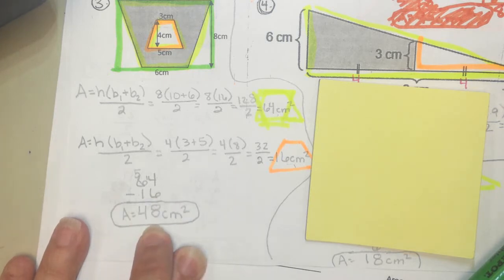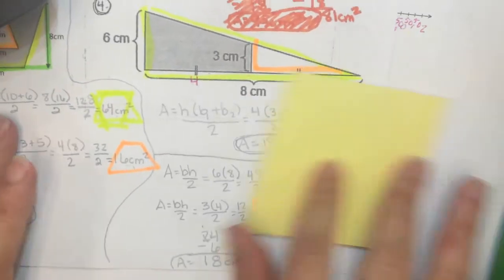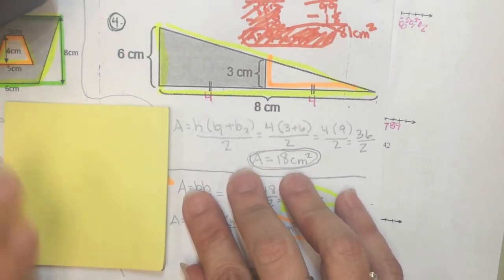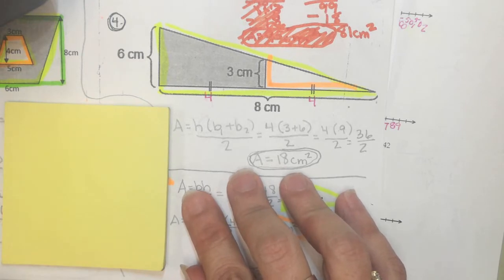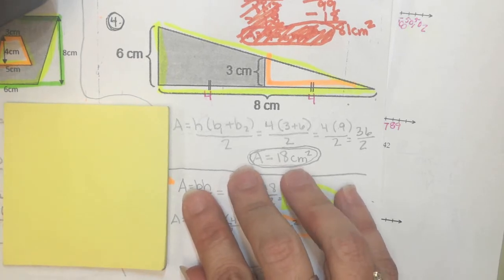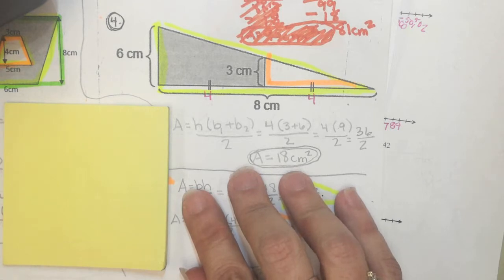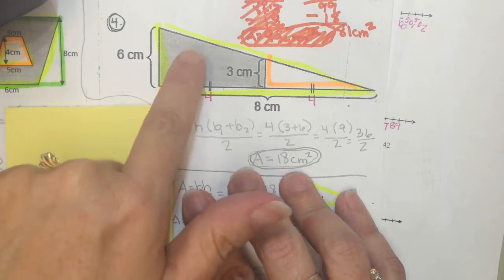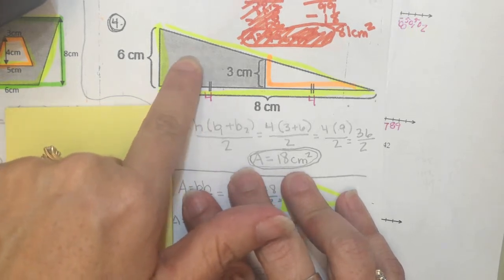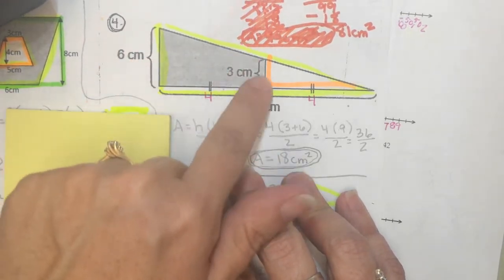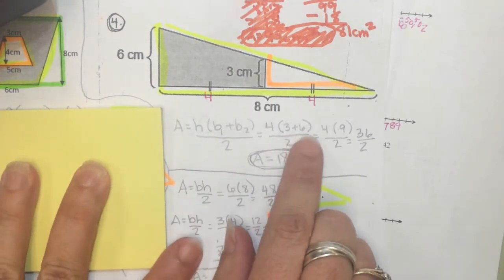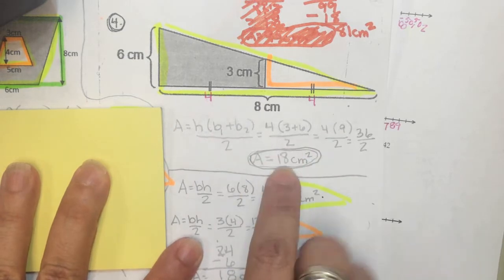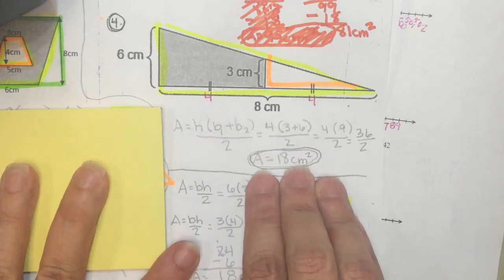Okay? So, looking at number 4 now. I like this one because if you saw the shaded part as just a trapezoid, you can do just the formula of the trapezoid. It is bases 6 and 3. Right there, 6 and 3. Height is 4. And then find that it's 18. You don't even have to do any subtraction.